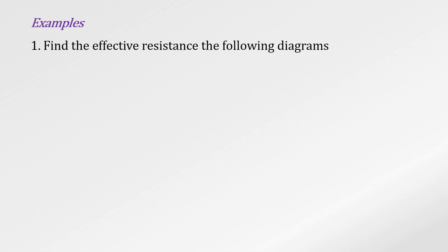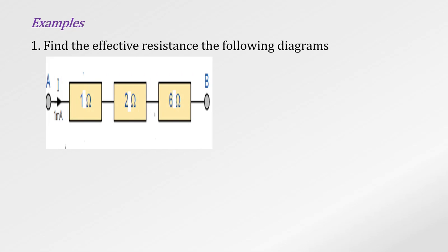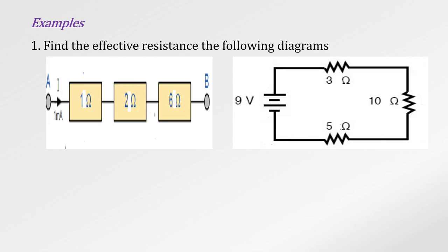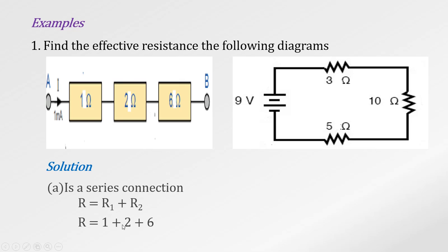When they are 2. Okay, now let us look at an example of calculating effective resistance or total resistance. Find the effective resistance of the following diagrams. This one: as you can see here, these are connected end to end, making this a series connection. So we shall simply add R1 plus R2 plus R3, and we get the final answer to be 1 plus 2 plus 6, which is 9 ohms.